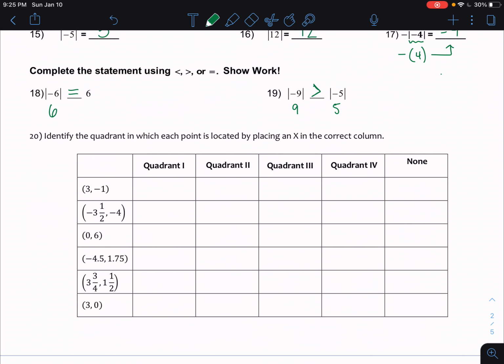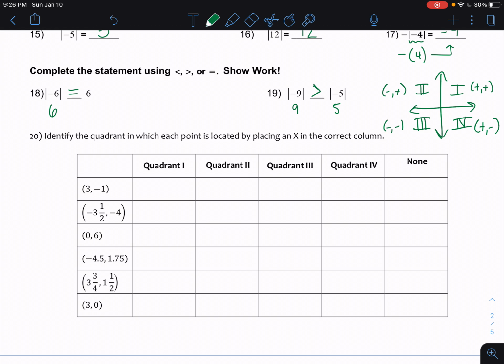For number 20, I'm going to draw a quick picture over here to remind myself that this is quadrant 1, this is quadrant 2, this is 3, and this is 4. So this is plus plus, this is minus plus, this is minus minus, and then this is plus minus.